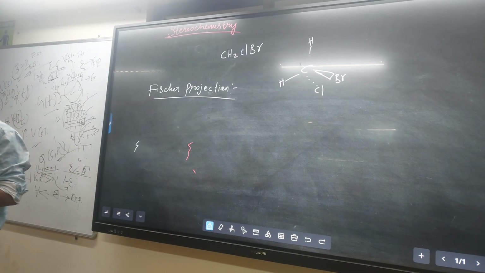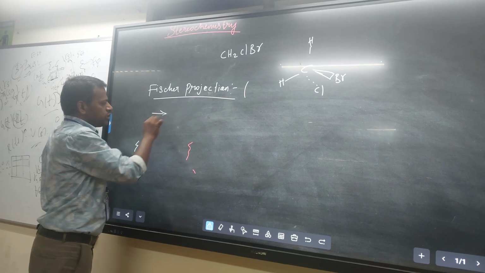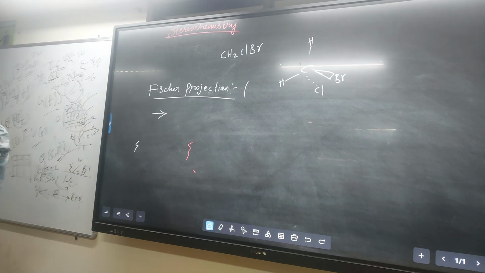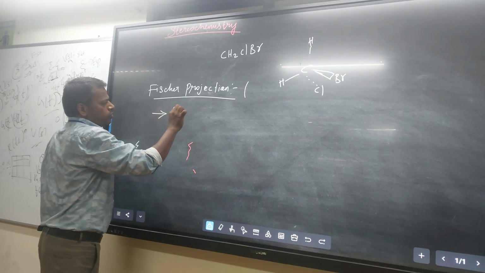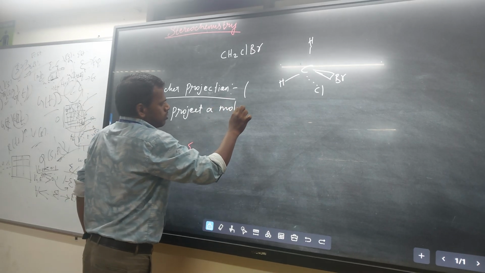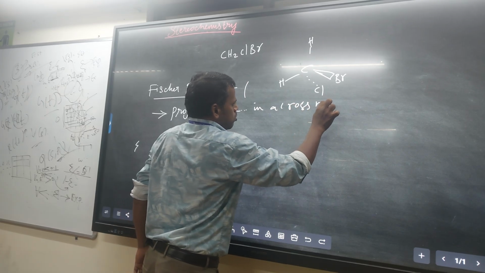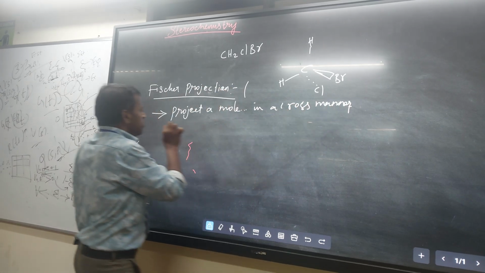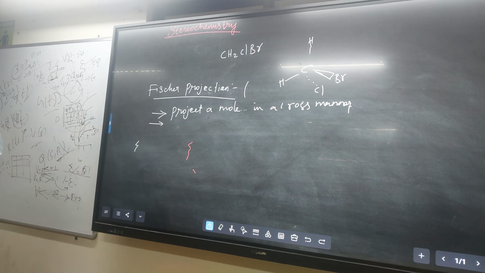Simple. Okay, Fischer projection. You write the first rule. Fischer projection is a flat projection. What is the first rule? It says project a molecule in a cross manner. Front and back, right and left, in a cross manner.